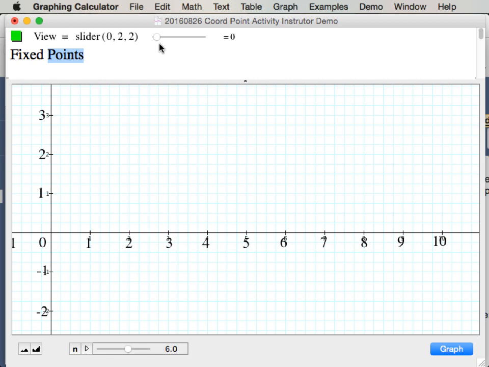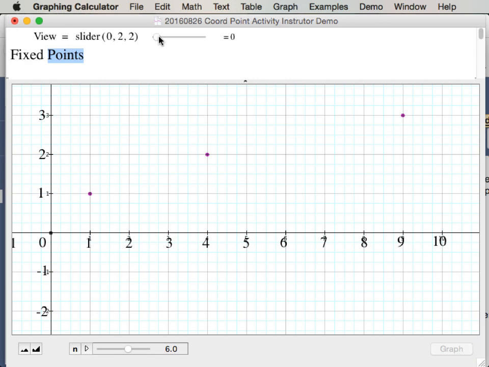But the first thing you do have to do is plot these 3 points. This is your first task. Plot the 3 points that I have plotted there.